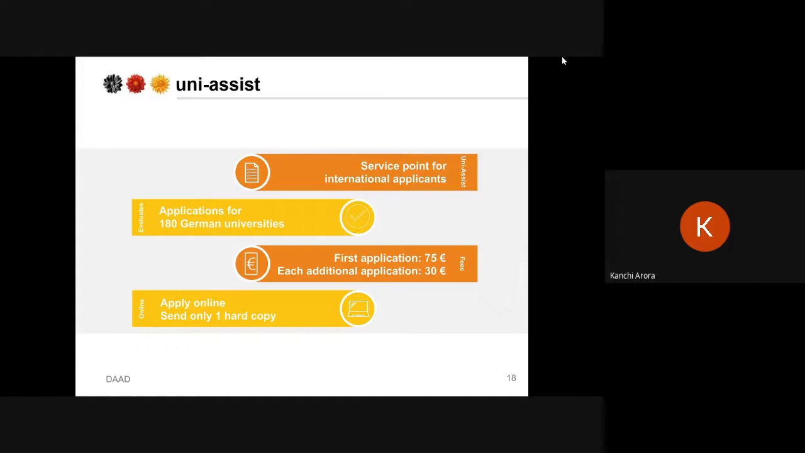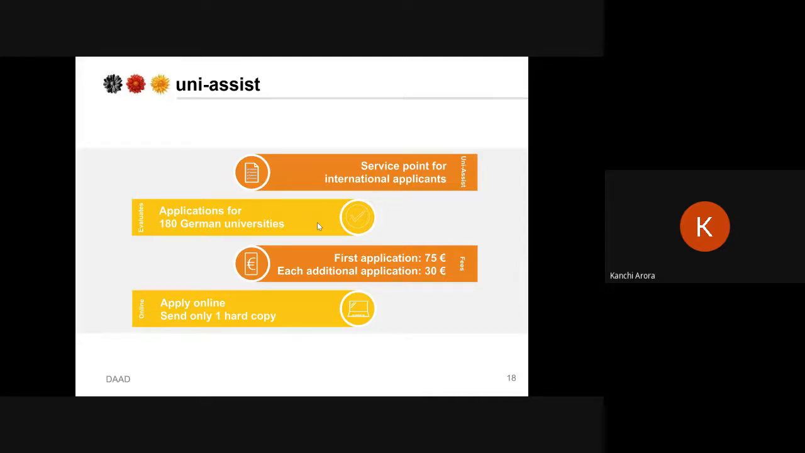And UniAssist, like I said, is a paid application portal. So for the first application in the winter semester, it would charge you 75 euros. For the additional applications, it would keep charging you 30 euros subsequently. And let's say you're applying to 5 different universities. One set of documents is enough, with 5 letters of motivation stating why you'd want to do the course at that university.